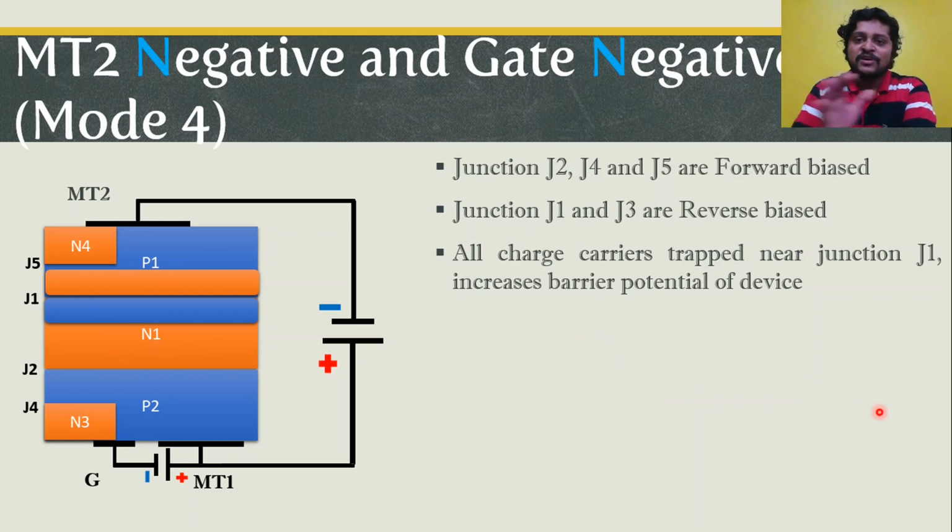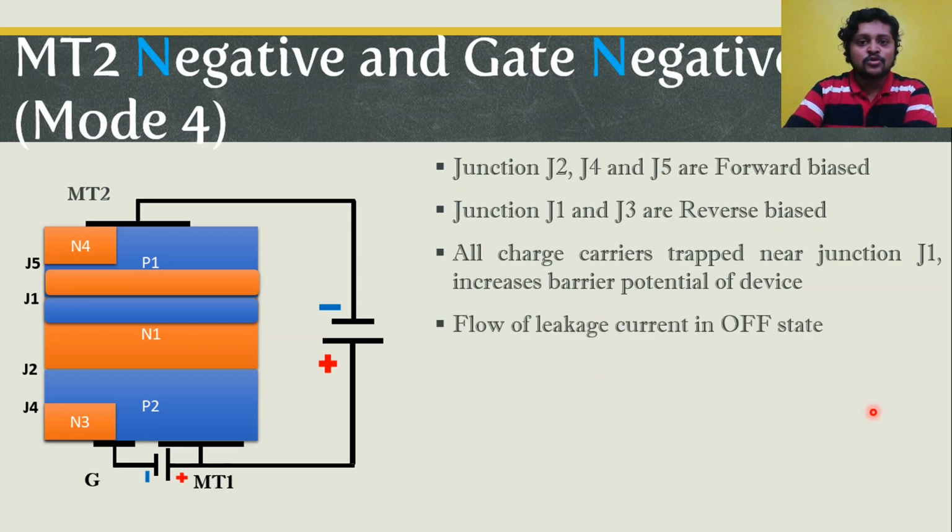So the device is said to be in off condition, but there will be a minute current due to the minority charge carriers, called leakage current, that flows through the device. But still the device remains in off condition. This current is also called saturation current because it remains constant. It has a fixed amplitude, we can say.